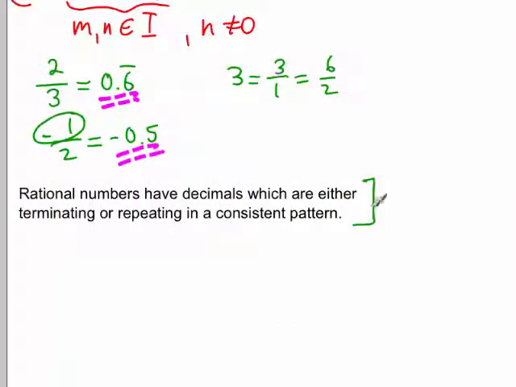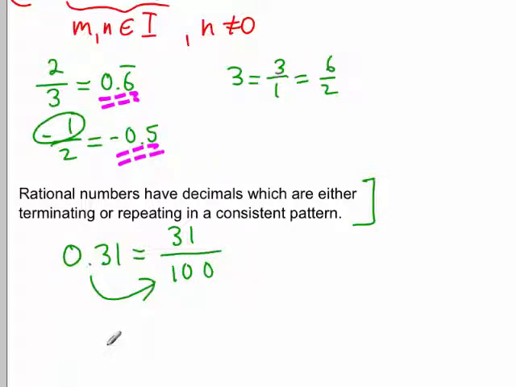So I can actually take this idea in reverse and say that, if I have any terminating decimal, I can write that in the form an integer over an integer. In this case, 31 over 100. A terminating decimal is a rational number, so it can be written in the form m over n, where the denominator is not 0. Similarly with any repeating decimal.